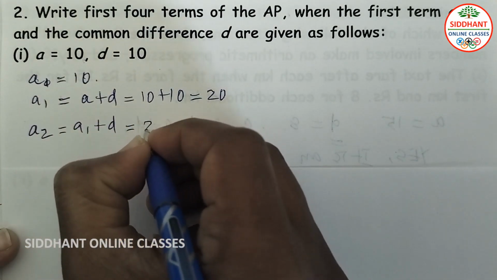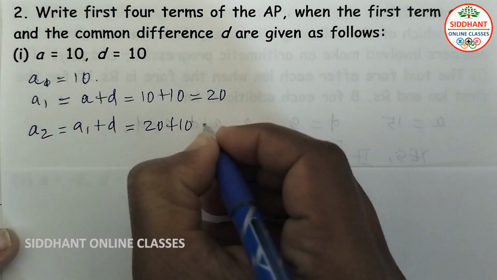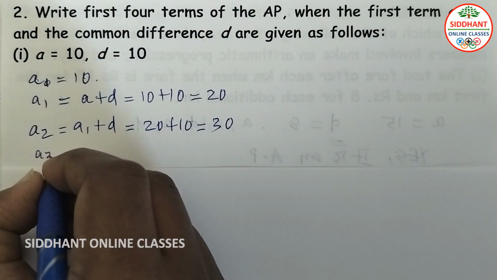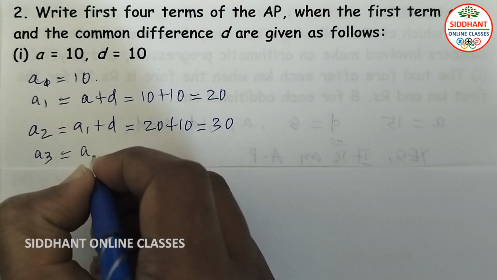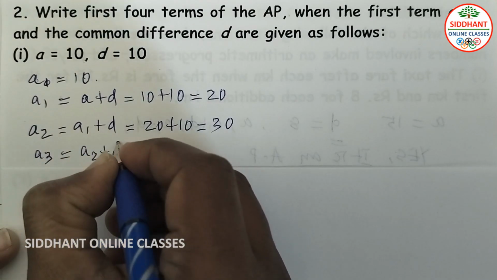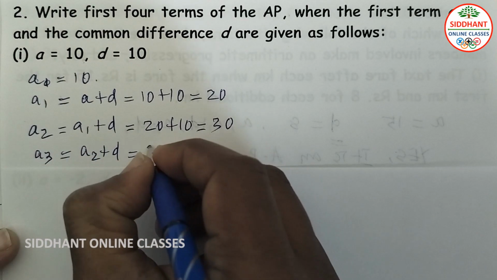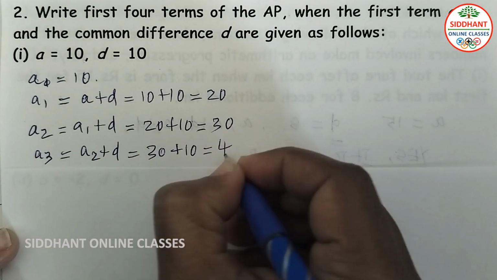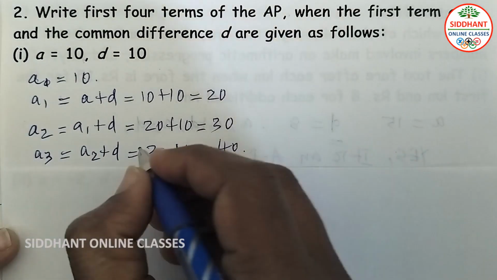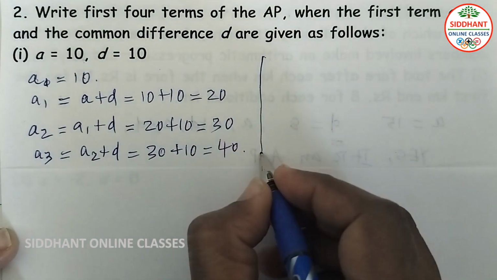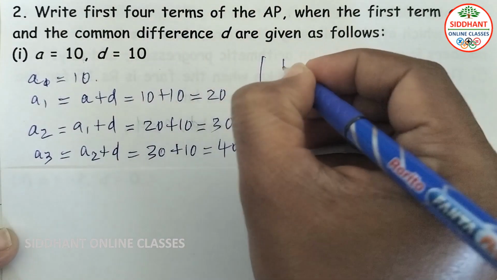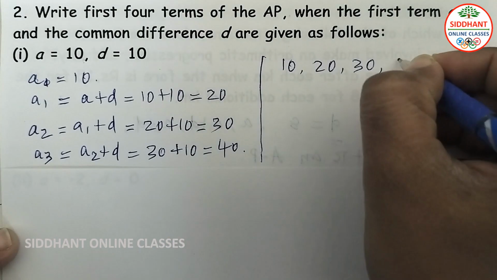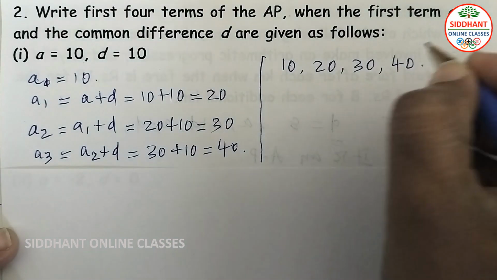Next A2, which is A1 plus D. So that will be 20 plus 10, that equal to 30 here. Now A3, A2 plus D, that equal to 30 plus 10, which is equal to 40 here. So the first four terms are 10, 20, 30, and 40 here.